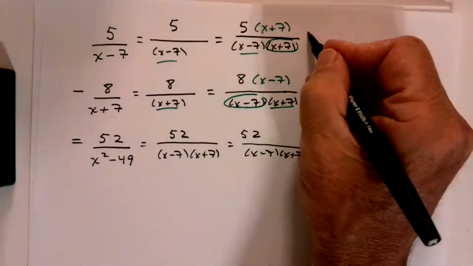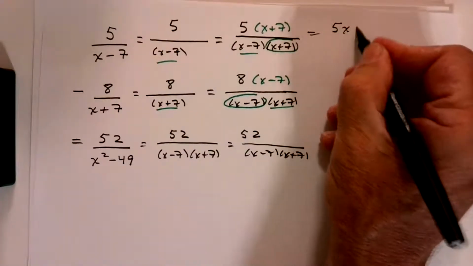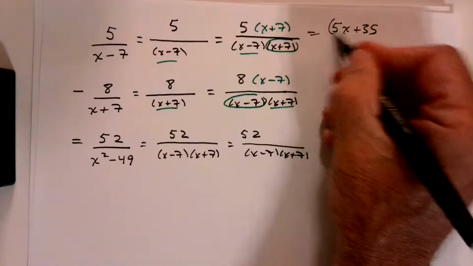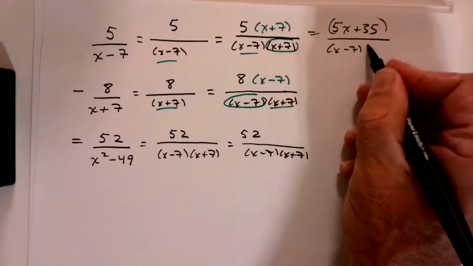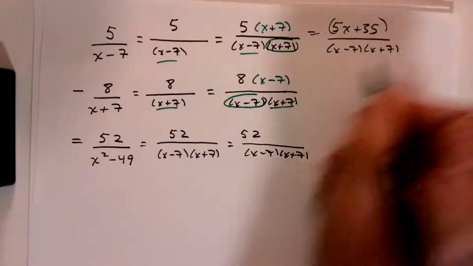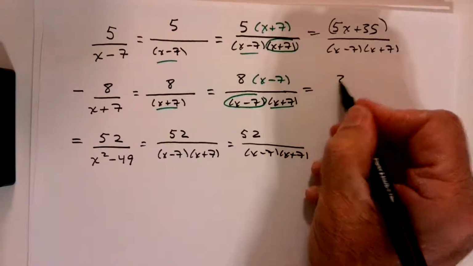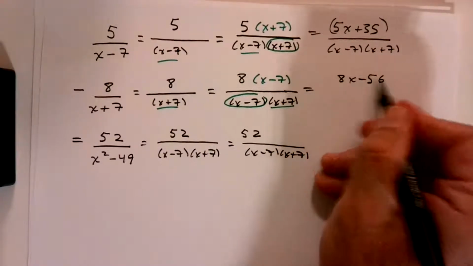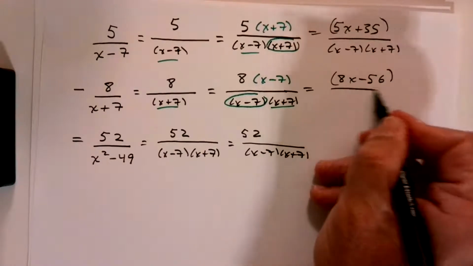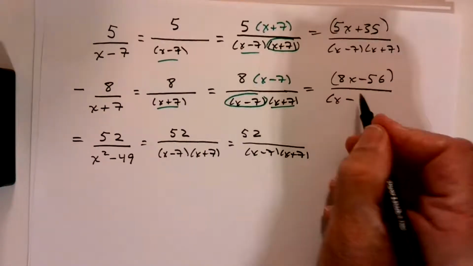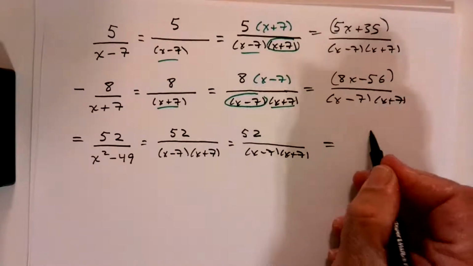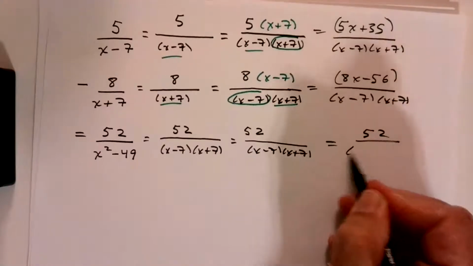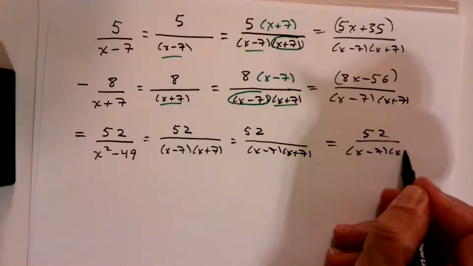So what I get here is I get 5x plus 35 all over x minus 7, x plus 7. Here I get 8x minus 56 over x minus 7, x plus 7. And on the bottom we have 52 over x minus 7, x plus 7.